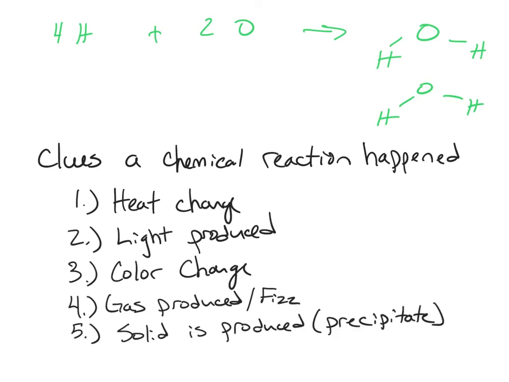Now the last clue is the one that's rarest and most magical of all, and it is when you produce a solid from a chemical reaction. Typically what happens is you mix two liquid or aqueous substances together, and one of the products happens to be a solid that is produced. Now in chemistry terms, this is known as a precipitate. Now precipitation in meteorology refers to snow or rain falling from the sky, but in chemistry, a precipitate is a solid that's produced in a chemical reaction.